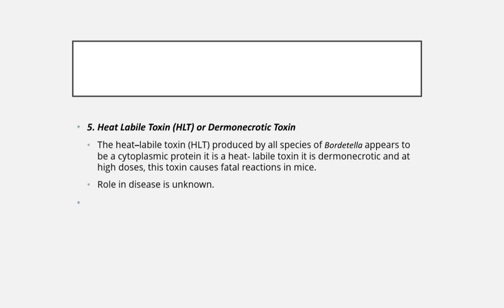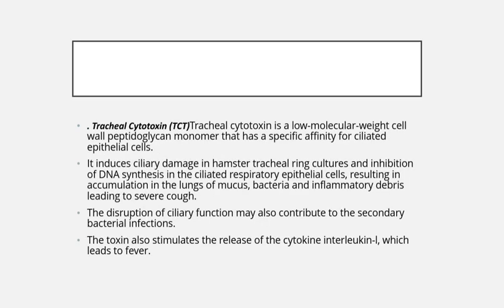Heat labile toxin, produced by all species of the Bordetella, appears to be a cytotoxic protein. It is dermonecrotic, and at high doses this toxin causes fatal reactions in mice. Its role in disease is unknown.